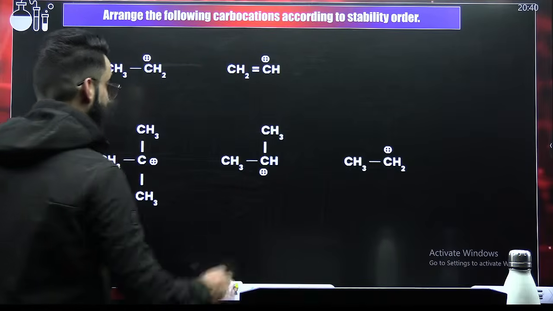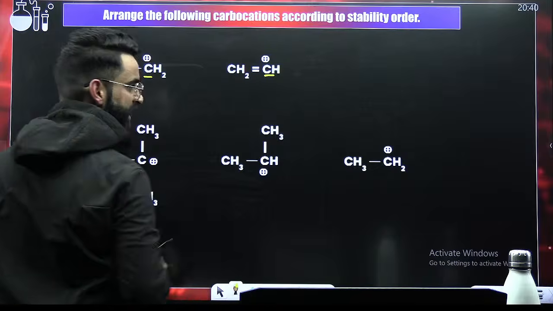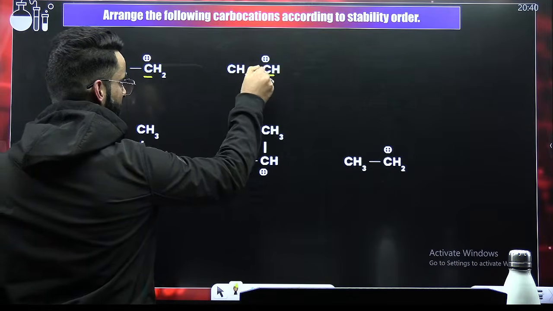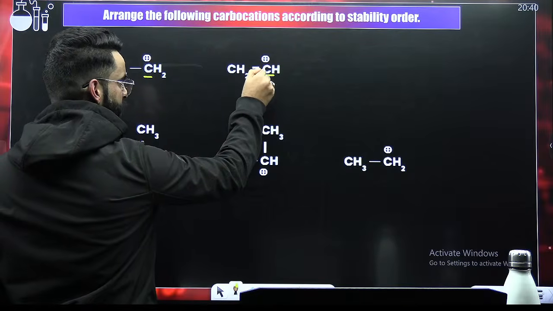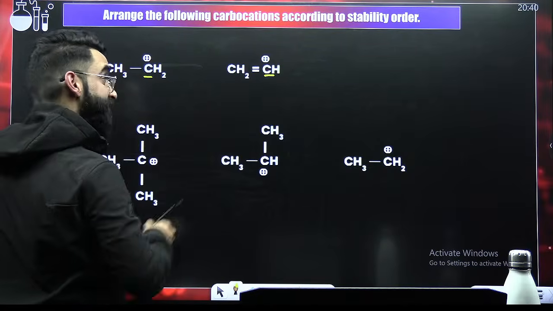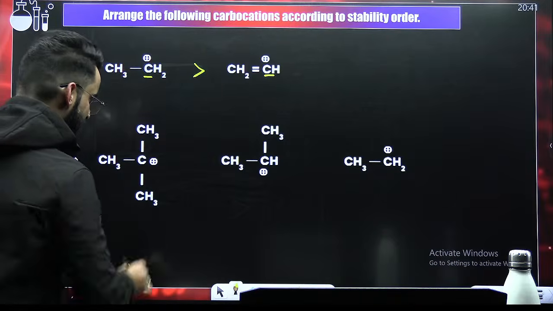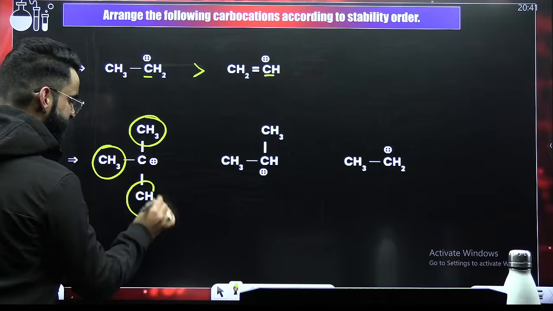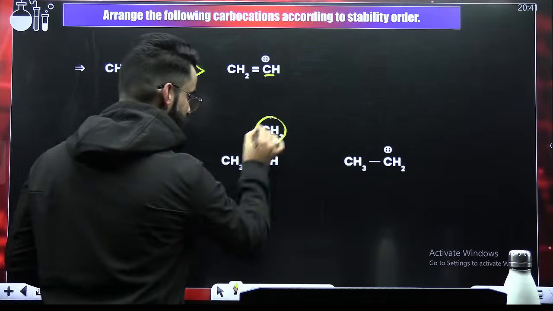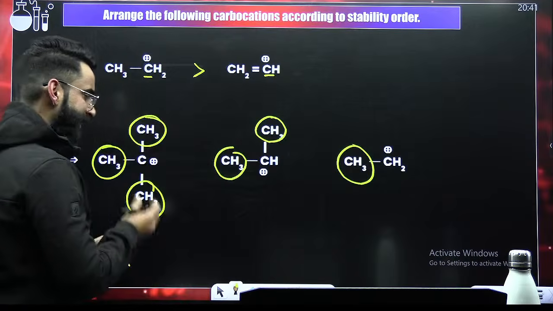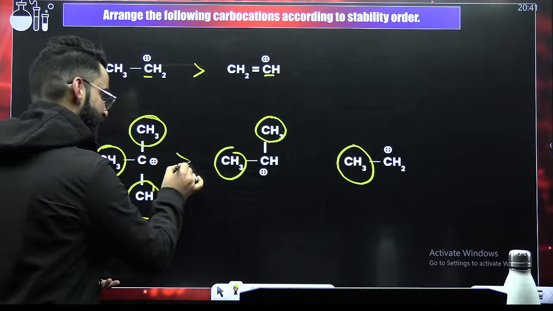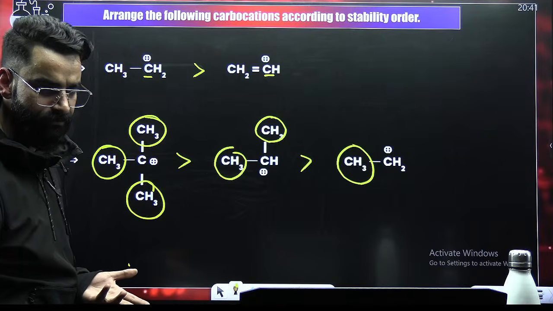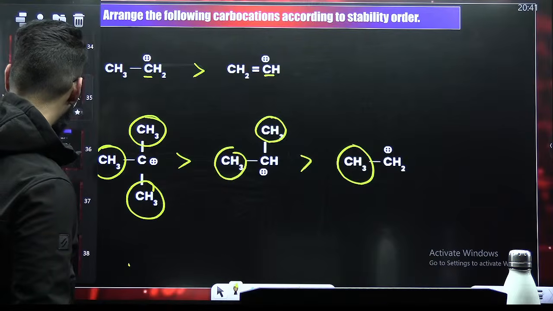Okay, have a look. This is a carbon carrying positive charge, this carbon carrying positive charge, a single bonded carbon and a double bonded carbon. This has got more S character. More S character means more electronegative. And positive charge is more stable on a less electronegative atom. So this is the order. Carbon carrying positive, carbon carrying positive, carbon carrying positive. So how many electron donating groups? Alkyl groups are electron donating. The more the electron donating groups, the more the stability of the carbocation. So this is the stability order. Simple. Right? Correct?